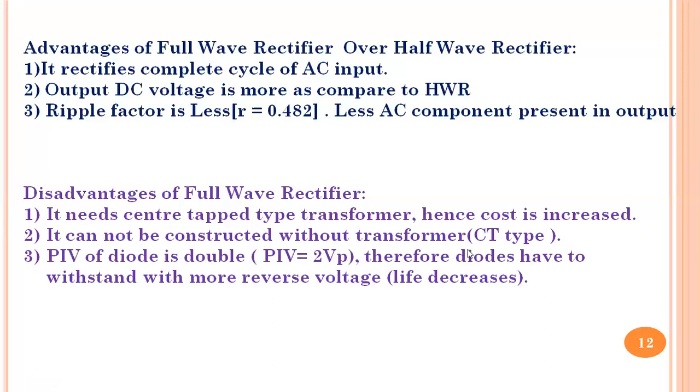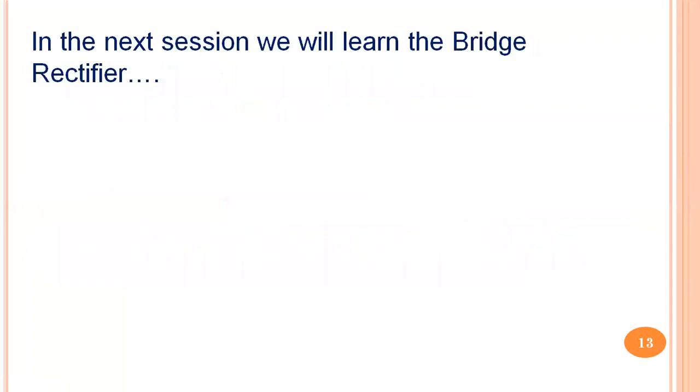And the third drawback is the peak inverse voltage of the diode is double. This means the diode used in the full wave rectifier has to withstand double the peak value in reverse bias condition, 2 Vp. In case of half wave, it is just Vp. Therefore, the life of the diode will decrease, as one of the drawbacks. All these drawbacks we can overcome by using the third type of circuit, that is the bridge rectifier circuit. We'll see about it in our next session.